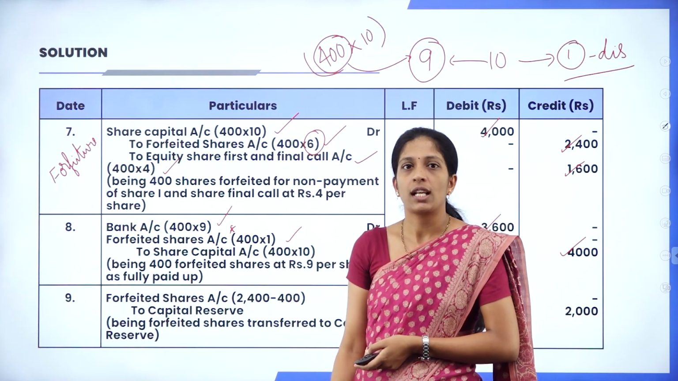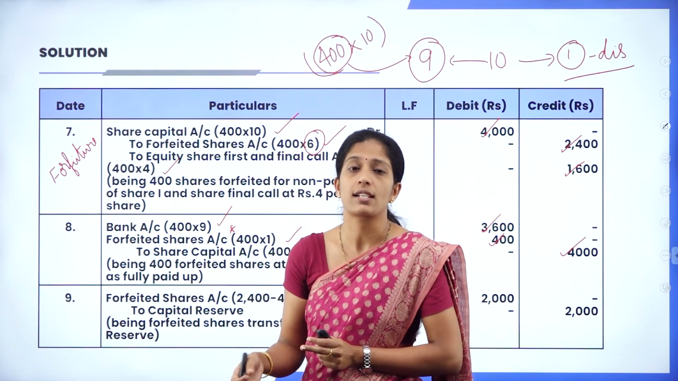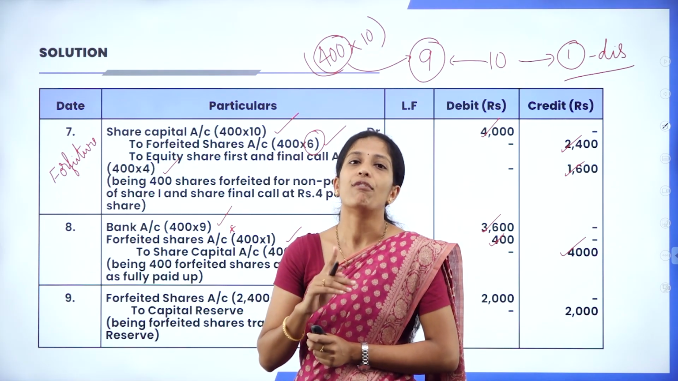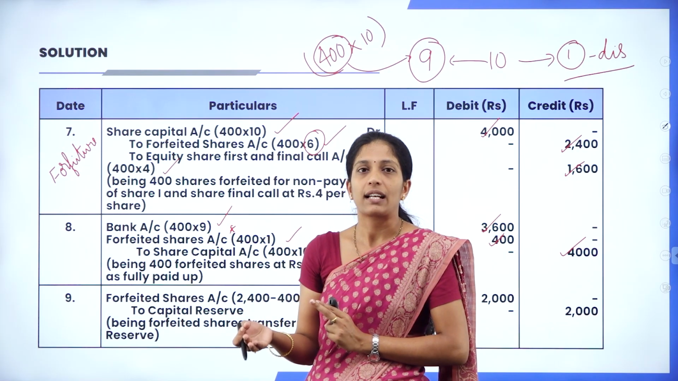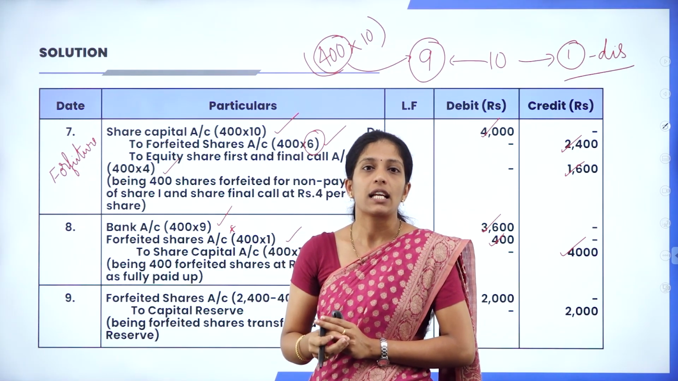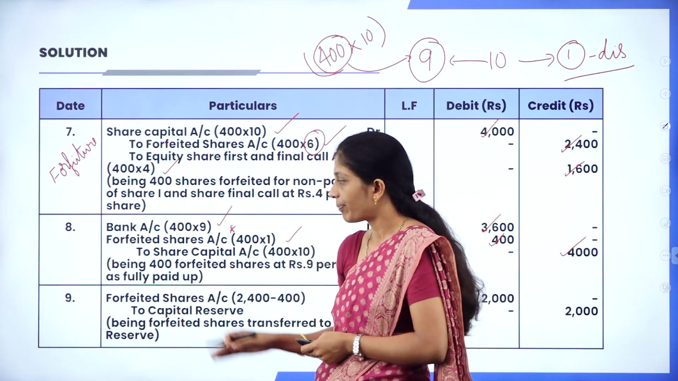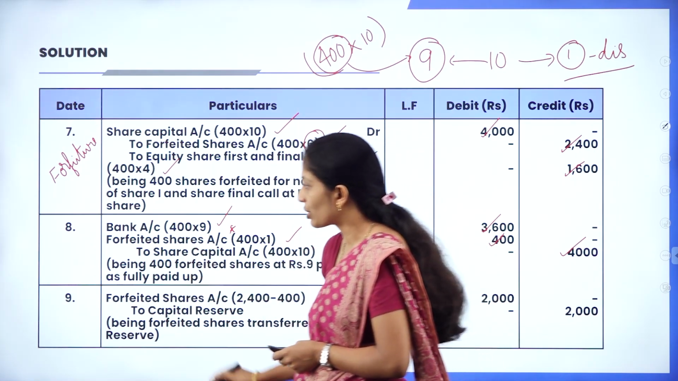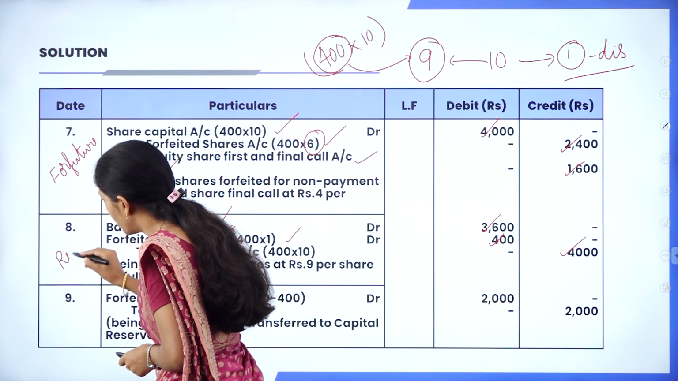So write the narration: being 400 forfeited shares reissued at a discount of 1 rupee each, or you can write it as being 400 forfeited shares reissued at rupees 9 each. So this is about reissue. This is the entry for reissue.